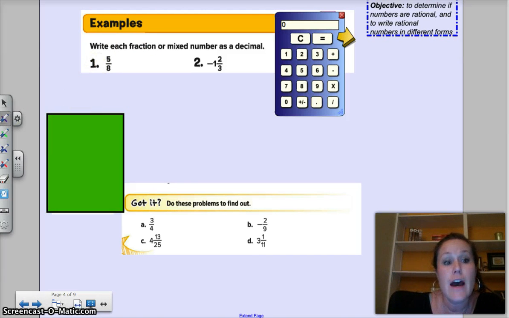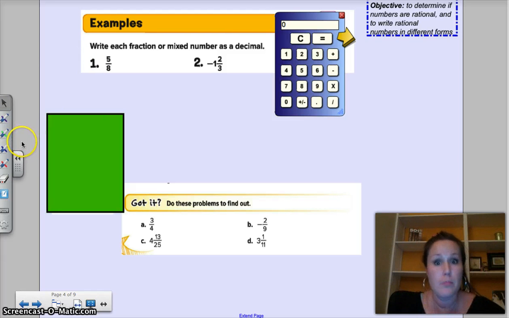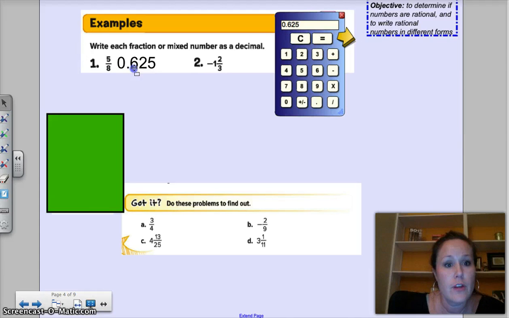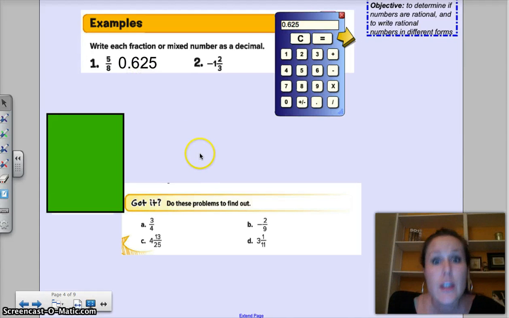Let's look at 5 over 8 first. Remember, we talked about top divided by bottom. This should be a no-brainer for you. So we're going to take 5 divided by 8 equals, and I got 0.625. So my answer here is 0.625. Here's the deal. It didn't tell me to round. It didn't tell me to move any decimal points. It didn't tell me to do anything. It just said write it as a decimal. Well, that's what I got. So I'm going to write the whole thing, 0.625.